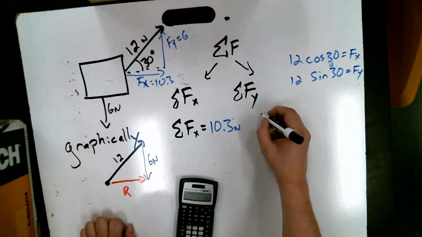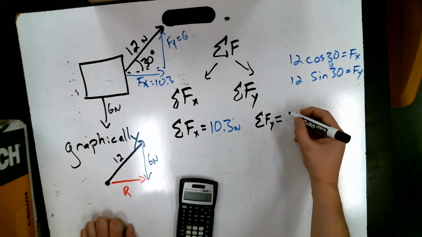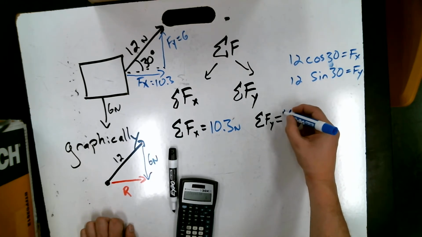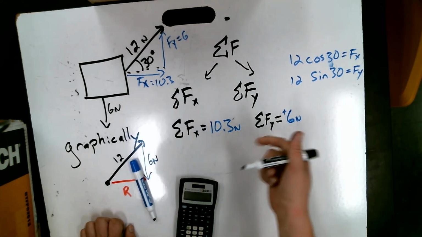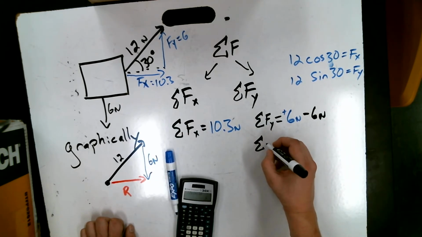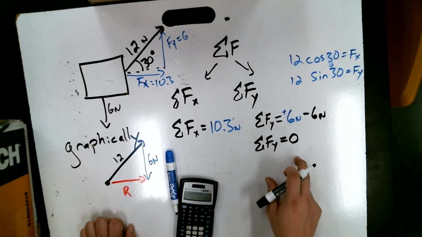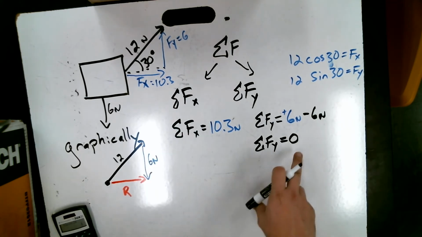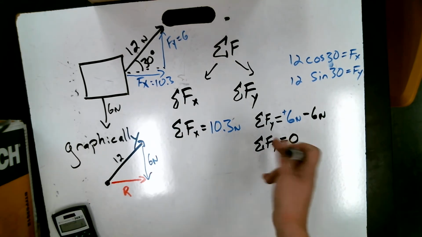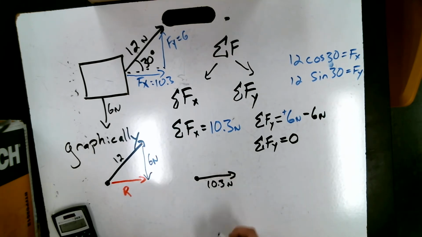So then let's do the sum of the forces in the y. That gets me, I have a 6 up from that Fy vector. So that is a positive 6 newtons. And I have down a negative 6 newtons. So the sum of my forces in the y direction is 0. So my resultant, this time I don't need to do Pythagorean's theorem. It's going to be pretty straightforward. It is simply 10.3 newtons to the right. So I am going to go this way, 10.3 newtons.